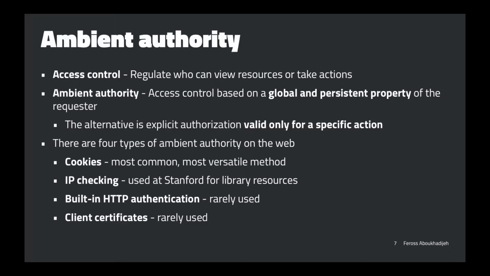There are 4 different ways in general to do this on the web. But cookies are by far the most common. There are these other 3 more obscure things that you might have seen, in particular IP checking. This is the idea of looking at an IP address that's the source of this HTTP request, and then deciding whether to allow it or not based on the IP address. This is used by Stanford libraries to make sure that only people on Stanford campus can access the different journals and things like that.